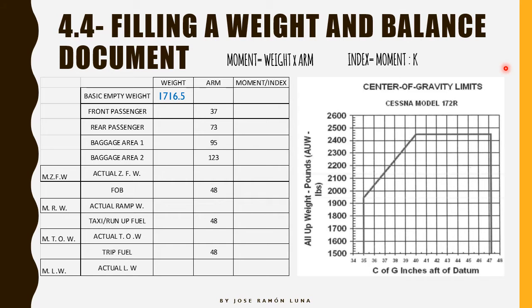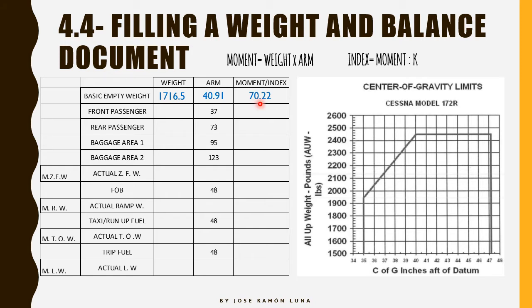For now, our basic empty weight is going to be 1,716.5 pounds. Okay, the initial arm is going to be 40.91. So if we calculate our moment, we multiply 1,716.5 times 40.91, and we are going to get exactly this number that we have here. Okay, we're going to get 70. Wait a moment. If I multiply 1,700 times 40, I don't get 70. I get 70,000. What's going on here?